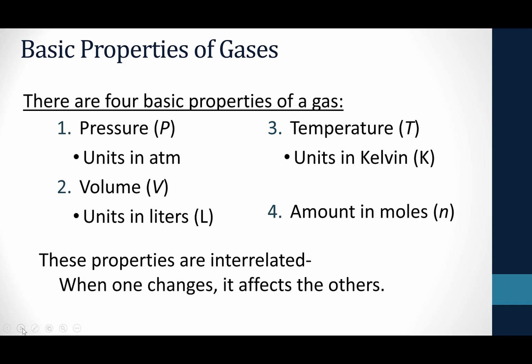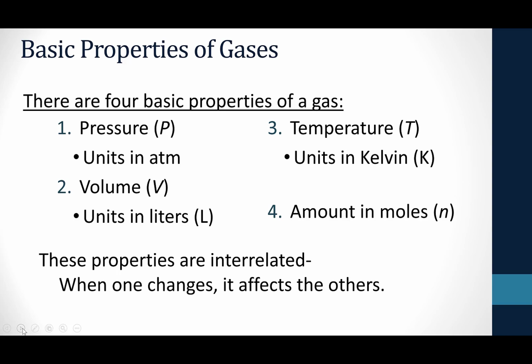So for example, in the first one, we're going to look at how pressure and volume are related to one another. So that means our sample is going to be held at a constant temperature, and it's going to be a closed sample. We're not going to add or subtract any gas to it. The amount is going to remain constant as well. So we look at two of them, hold two of them constant.